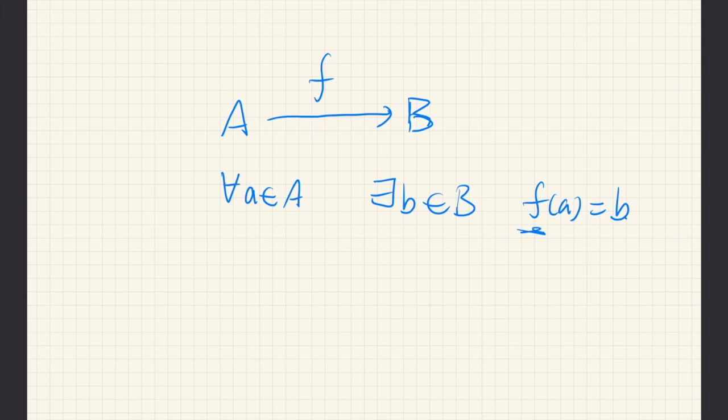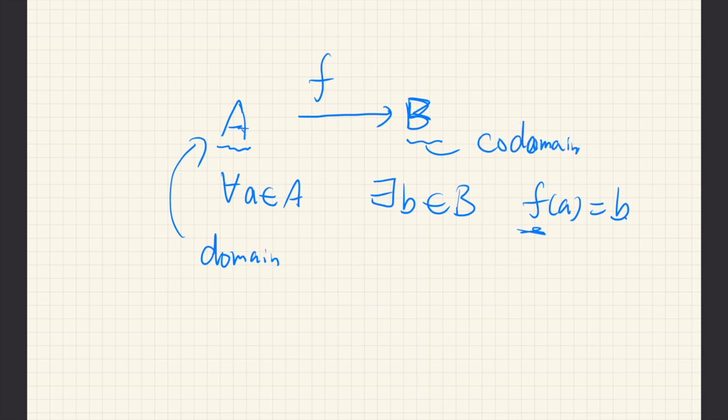Okay, and this set, which is the source of this arrow, is called the domain of the map. So this is called the domain, and this target set, B in this case, is called the codomain. So sometimes we write dom of F is A, and codomain of F is B in this case.